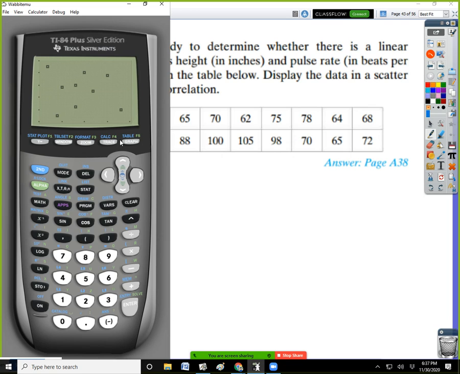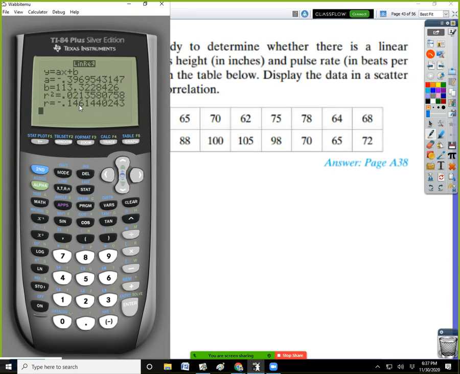Any correlation at all to these dots? Nope. No. No. Now, if you want to find out, you can go to stat, go to calc, and go down to number 4 and do a regression. Now, it shows that it has a minus, so 14.6%. Okay? That sucks. That sucks bad.